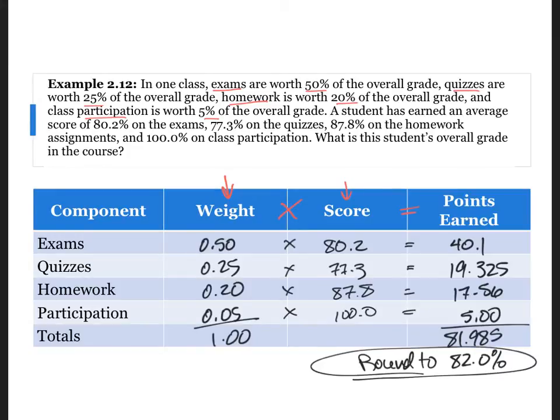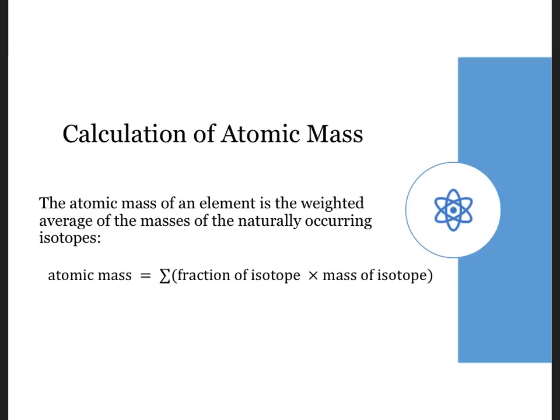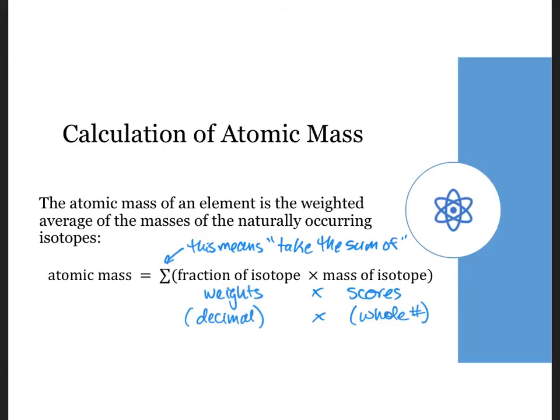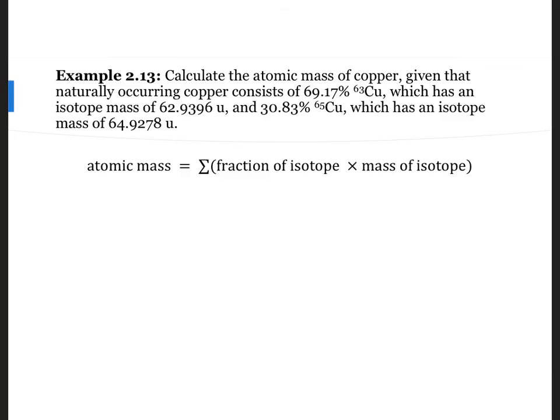If you need a deeper review of this process, consider working through section 0.9 of the textbook for a refresher. We can apply this method of calculating weighted averages to atomic masses as well. The atomic mass is the sum of the fraction of each isotope times the mass of that isotope. This is equivalent to multiplying grade weights by percentages in the previous problem. Let's work through an example.